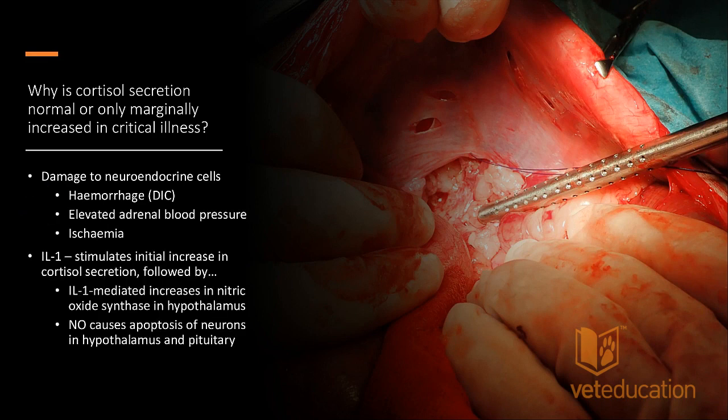We can also have interleukin-1, which is an inflammatory mediator or a cytokine that stimulates an initial increase in cortisol secretion, but then it modulates that through an increase in nitric oxide synthase in the hypothalamus, and nitric oxide causes apoptosis or death of the neurons in the hypothalamus and the pituitary that blunts the cortisol response.